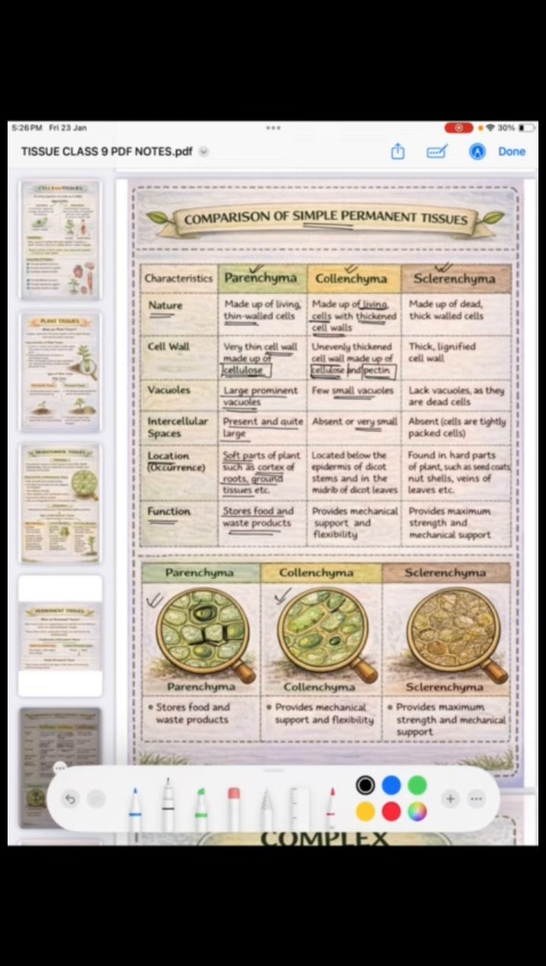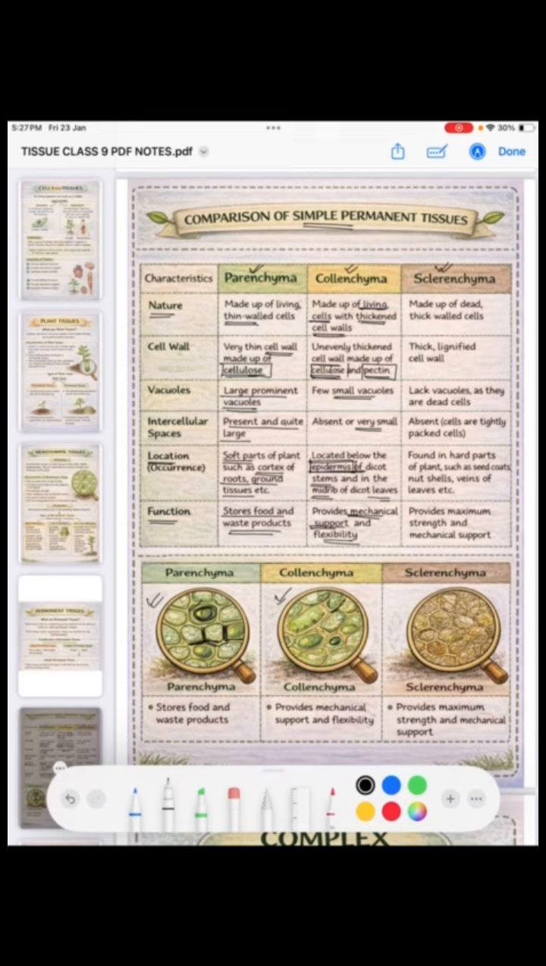Where is it present? On the epidermis, the outermost layer, right? So in the epidermis of the dicot stem and also on the midrib of dicot leaves. What is its function? It is to provide mechanical support and also flexibility. So collenchyma provides mechanical support to the plant itself.